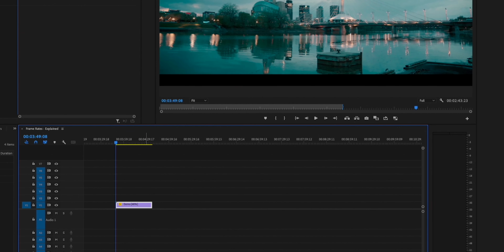Basically, you can do this with any frame rate. Take whatever frame rate you're trying to get to, which would be 24, and divide it by the frame rate you shot at, which is 60. That will always give you the percent that you need to stretch it by.